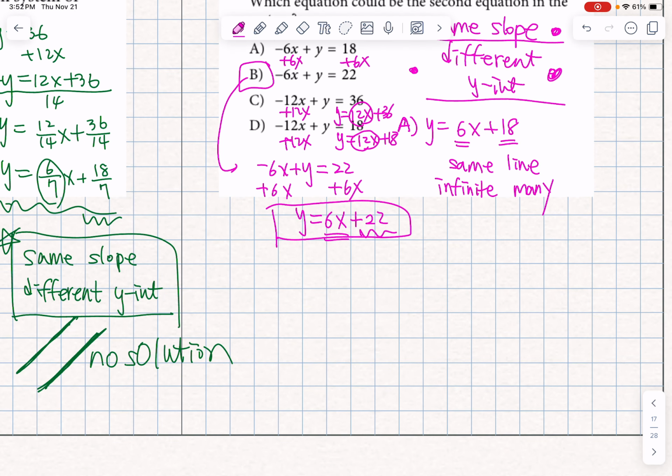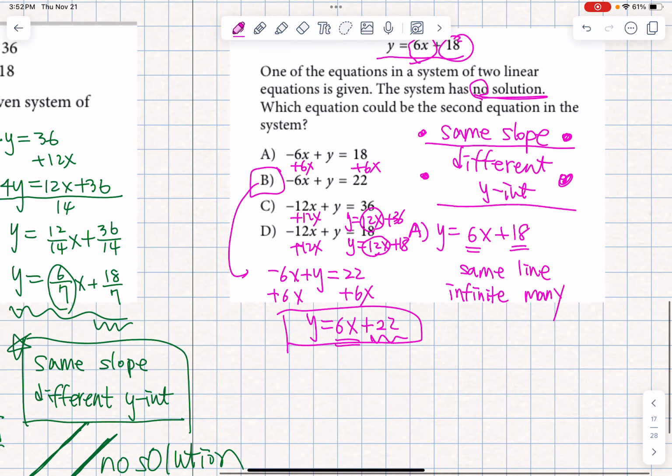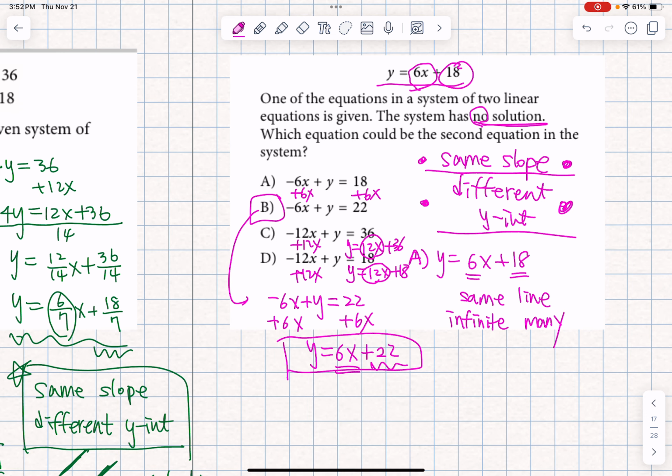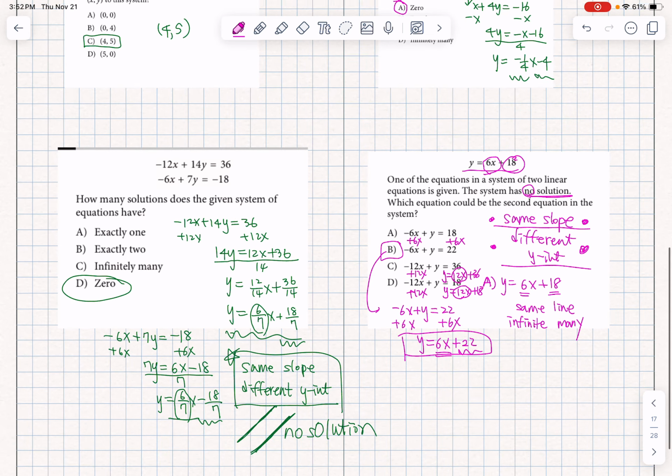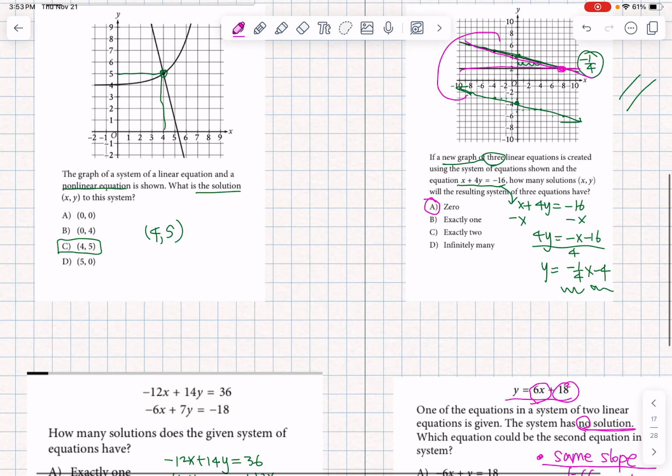We will stop here. We studied systems of equations with no solution, and systems of equations with a solution at the intersecting points. That is what we studied today.